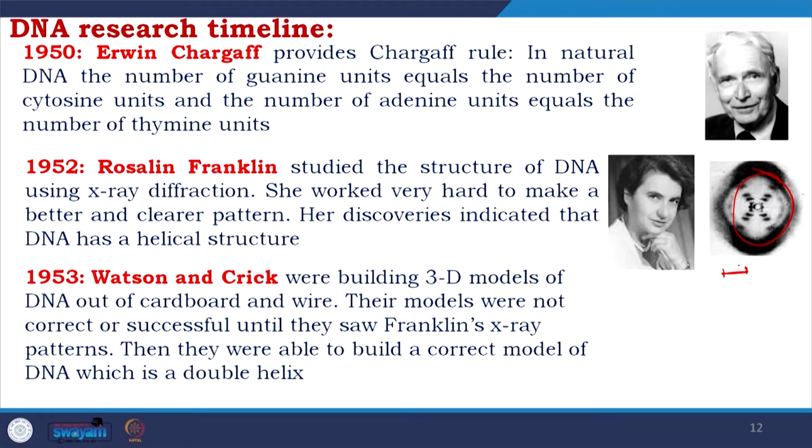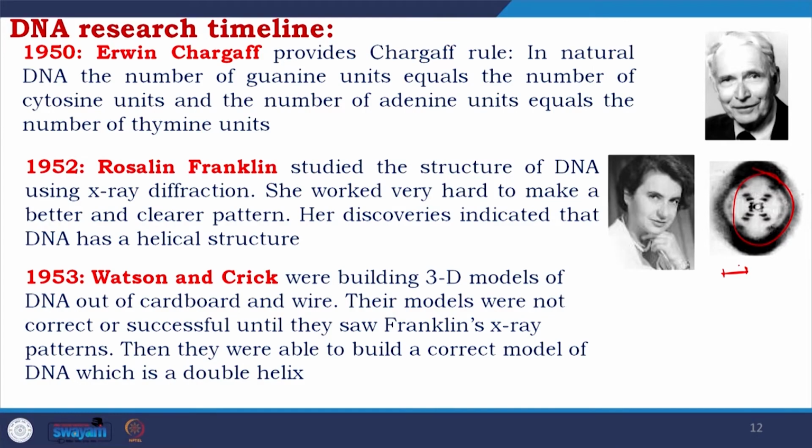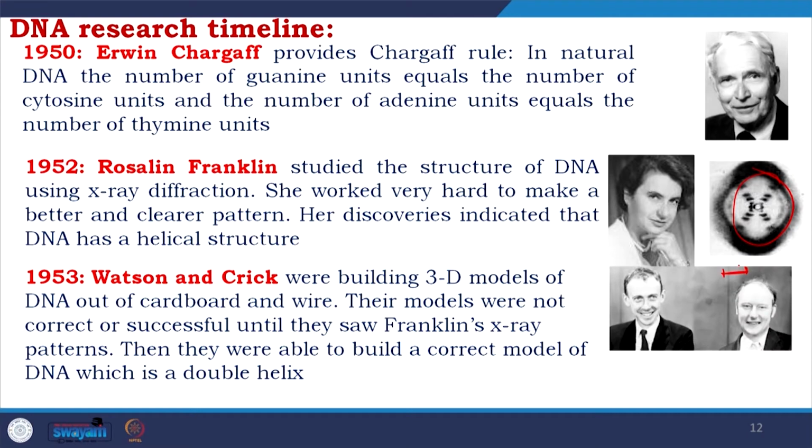In 1953, Watson and Crick were trying to fit a model using Chargaff's ATGC rule, but they were unable. But looking at Rosalind Franklin's work helped them to build a 3D model of DNA out of cardboard and wire. Their models were not correct or successful until they saw Franklin's X-ray patterns. Then they were able to build a correct model of DNA, which is the double helix. So, this is Watson and Crick, and this is the famous DNA model they built.